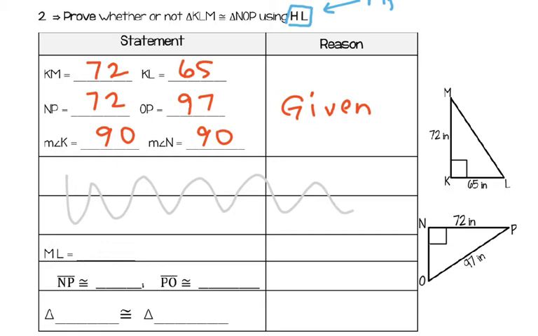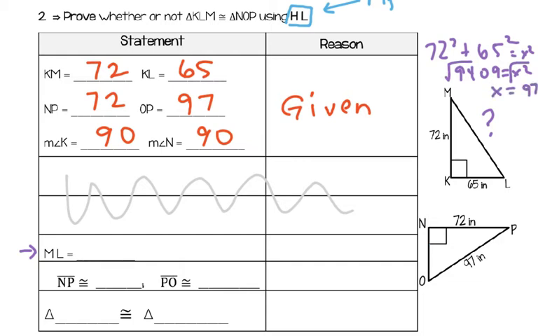Okay, so we're just going to go on to this right here, so ML. I'm looking for ML right there. And so how can I find that? Remembering that this is a right triangle, I can use Pythagorean theorem to find that missing side. So I'm going to say 72 squared plus 65 squared. I know that's going to be a really big number. And that's going to come out to be 9409 equals x squared. Take the square root of both sides. It ends up being x is equal to 97. And so this side, the hypotenuse, is 97. So I'm going to write 97 right there.